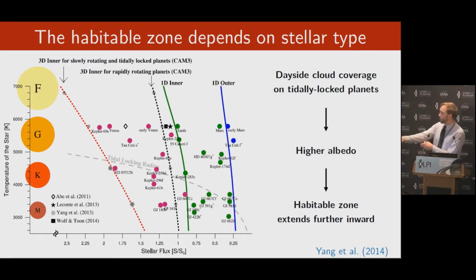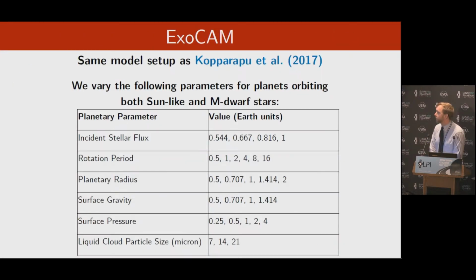This was talked about yesterday as an analogy of taking Venus and applying it towards exoplanets, because this may also have applied to Venus in its distant past. Today I'll be telling you about a suite of general circulation model simulations, building off this work using ExoCam. I'm using the same model setup as from the GCMs I just showed you.